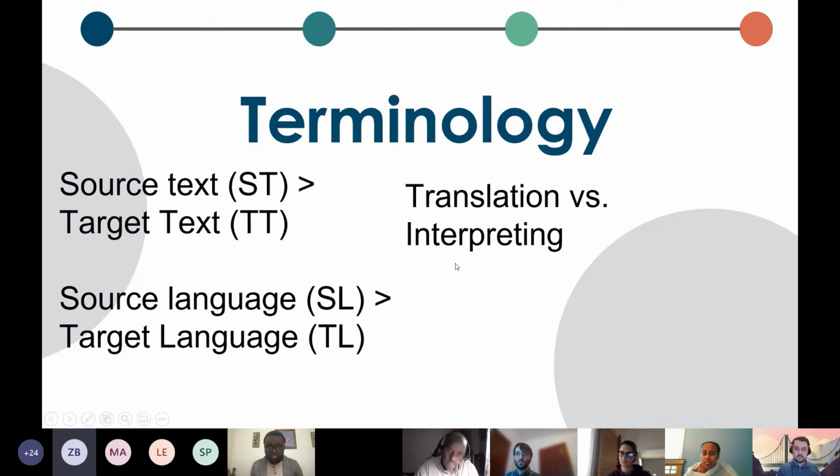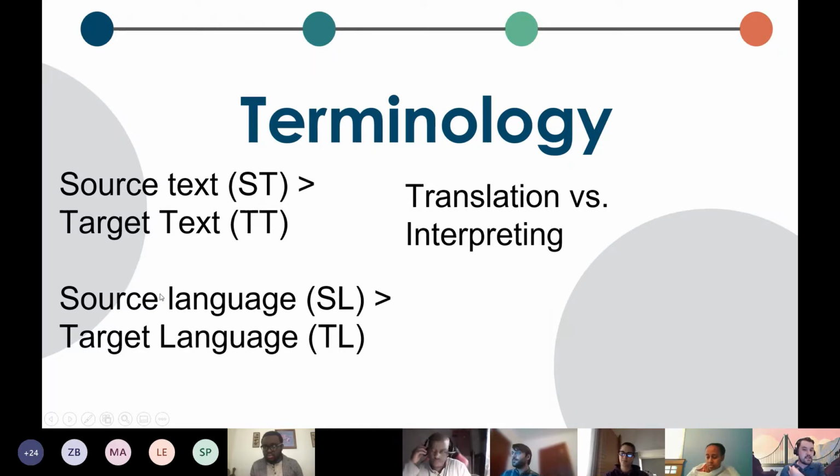Target text is the language we are translating. Yes, so source text, in another word, can be called the original. So what we are given as a translator to put into another language. The target text is the translation itself. So in translation studies, we refer to those two different texts as the source text and the target text.